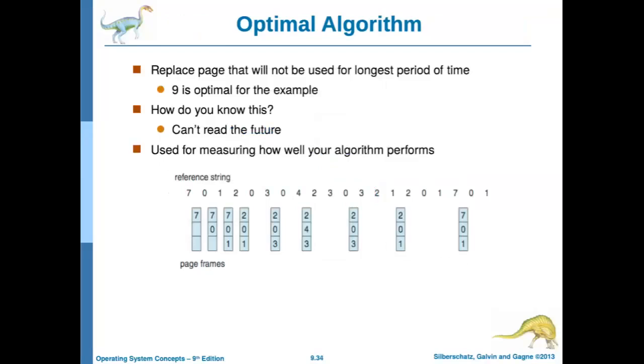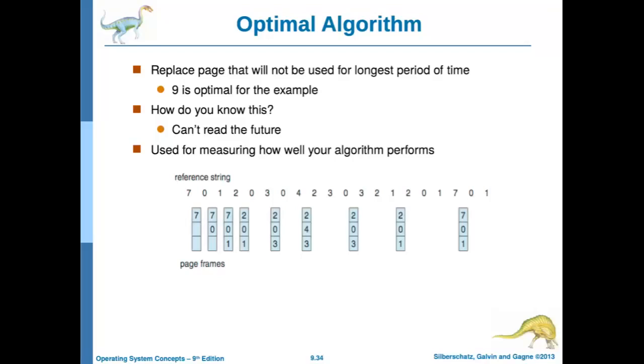Next, the optimal algorithm, this is the second algorithm. What it says is replace the page that will not be used for the longest period of time. That means you need to look into the future.